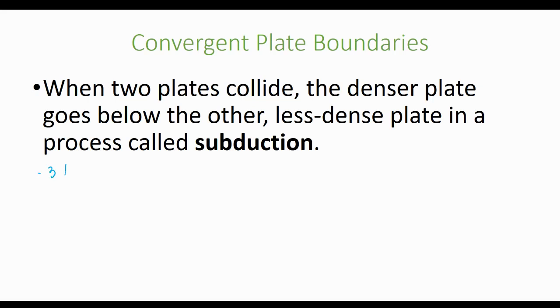So there are three types of convergent boundaries. We have ocean crust coming together with another ocean crust, so that would be oceanic. Then we have oceanic-continental. And then we have continental. And of course, we are going to see different features occur at each of these.